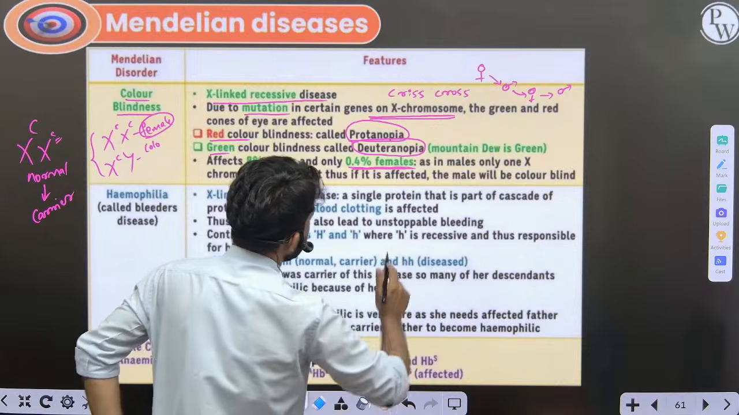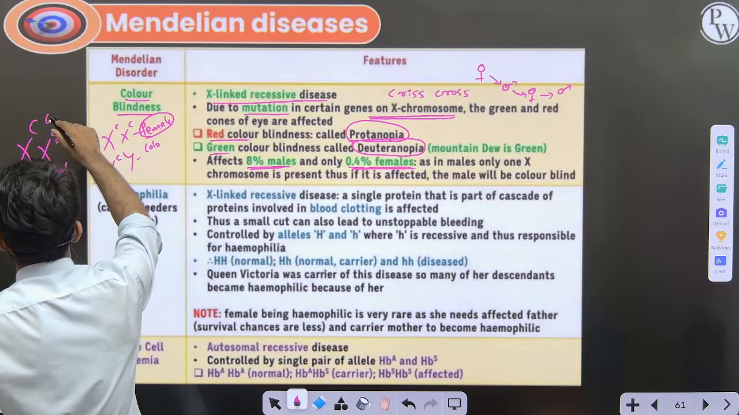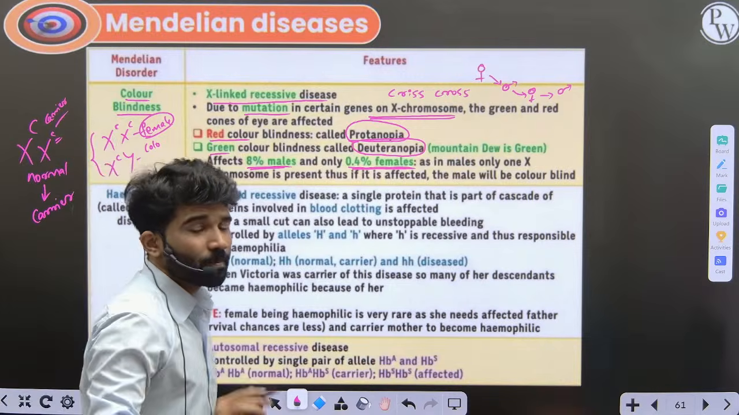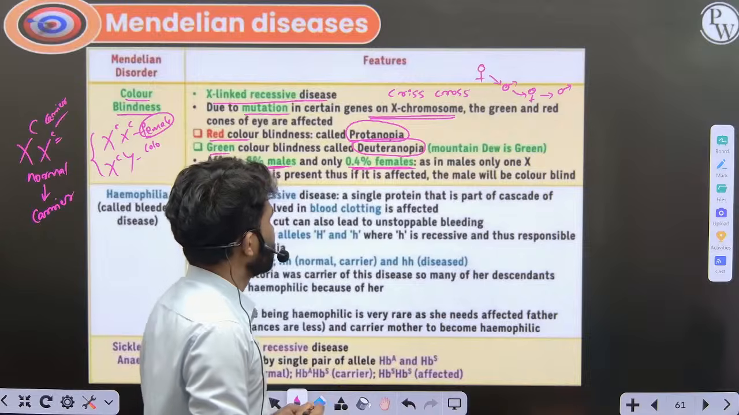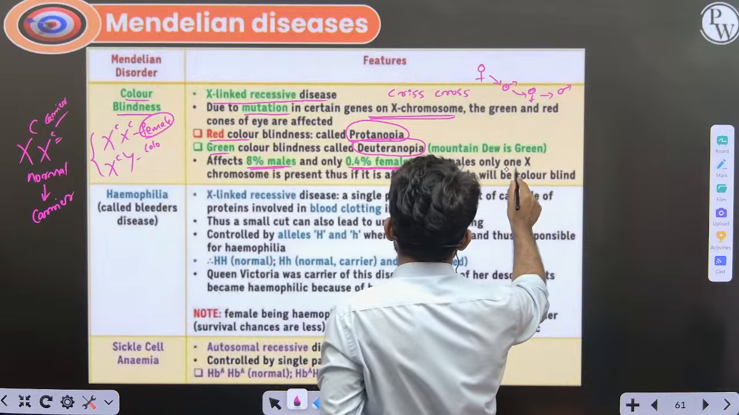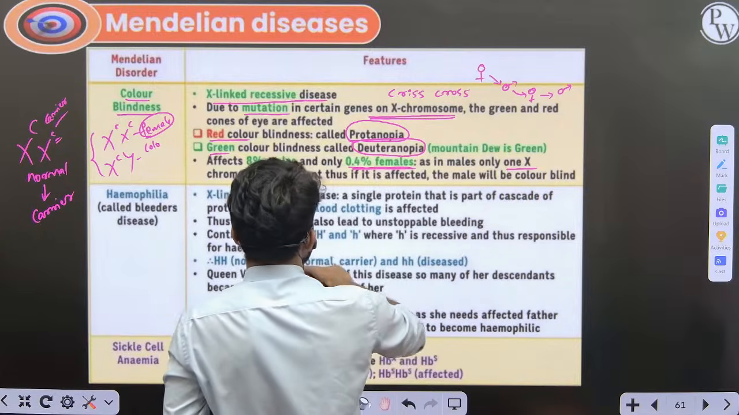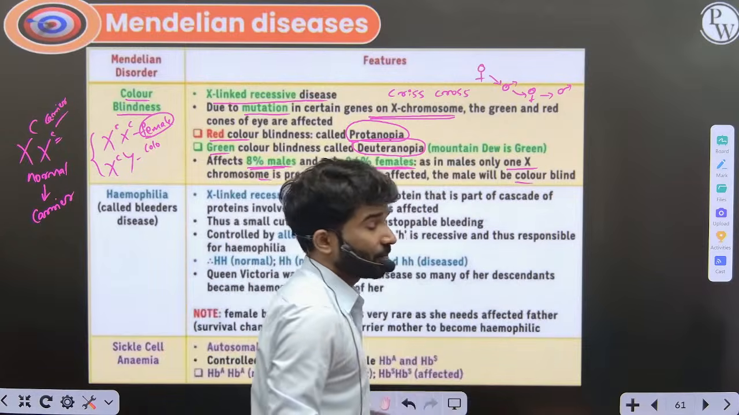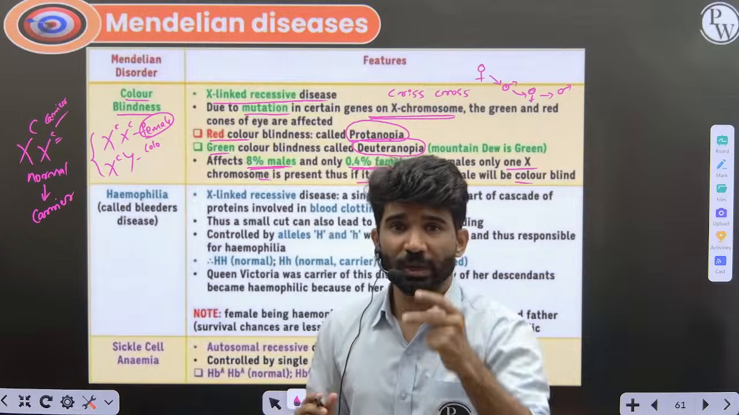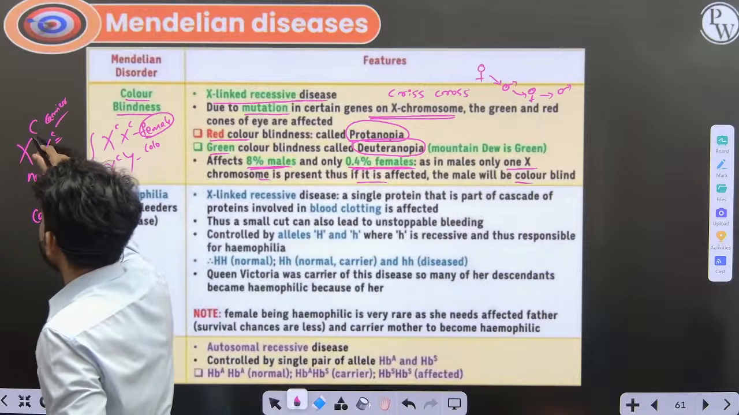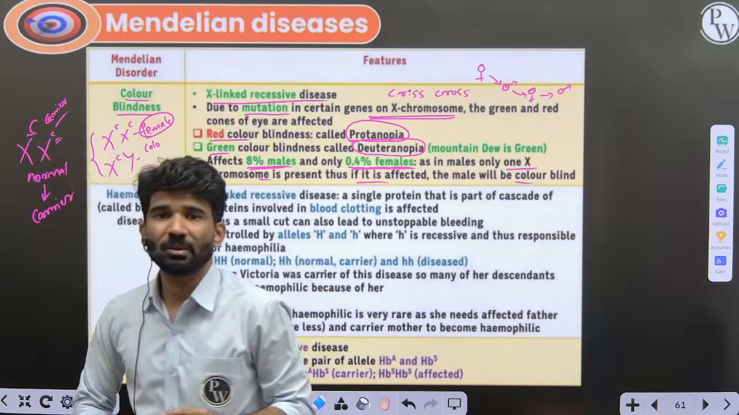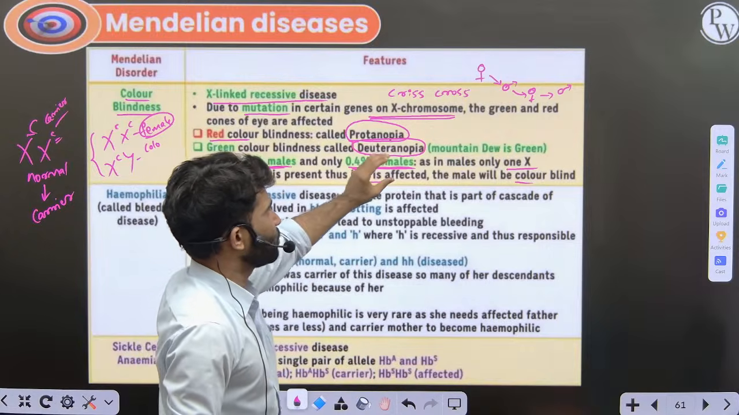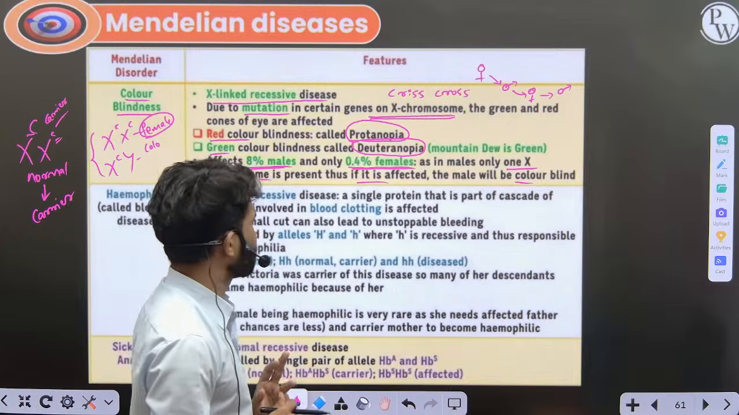only 0.4% of females, because the females act as carriers of the disease. It follows criss-cross inheritance. In males, only one X chromosome is there, so if it is affected, males are colorblind. But in females, there are two X chromosomes. If at least one dominant gene is present, the female will be normal. That's why more males are affected than females.